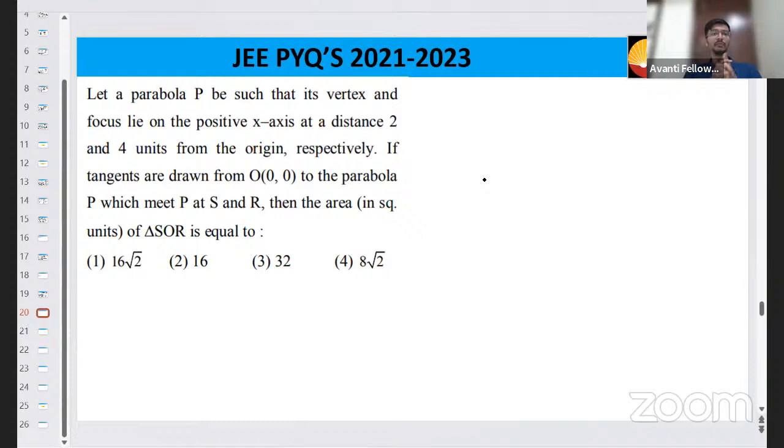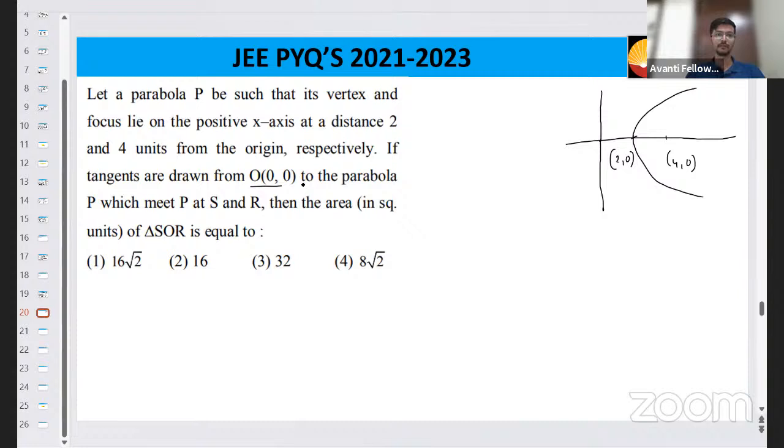Okay. Let a parabola P be such that its vertex and focus lie on the positive x-axis at a distance 2 and 4 units from origin. Okay. So the parabola will be like this because of the vertex and focus. The vertex lies at distance 2, so this is (2, 0) and the focus lies at (4, 0). This is the origin.